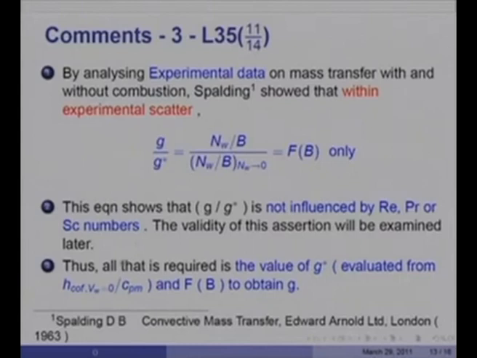So all that we would require now is the value of g star evaluated from h divided by cp at vw equal to 0, and f(B) to obtain g. So what are the forms of f(B)? That's what we want to find out. Incidentally, this book, Spalding D.B., Convective Mass Transfer, published in 1963, is a pioneering book on mass transfer, and particularly of great relevance to the engineering community.